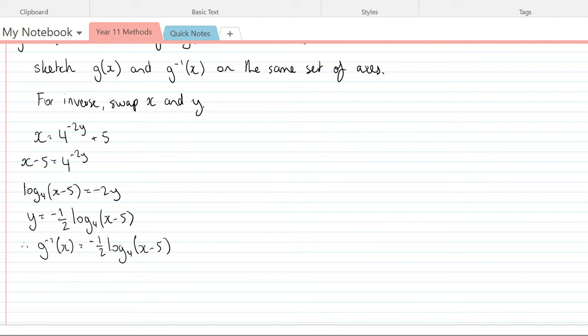So, again, we've got a reflection in the x-axis. We have a dilation by a factor of half from the x-axis, so that's going to make the graph a bit flatter than usual. And the graph is also translated 5 units in the positive direction of the x-axis. So, I can draw both of these now. Apologies about the flashing screen as well.